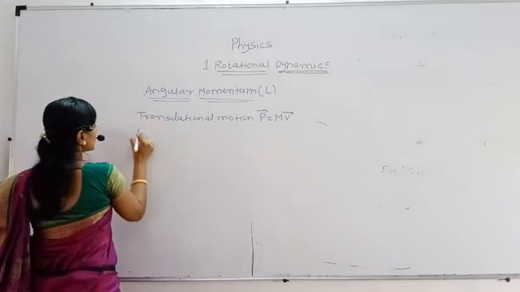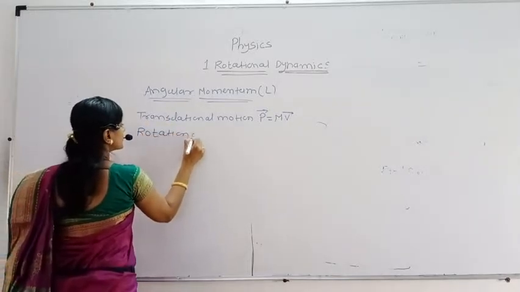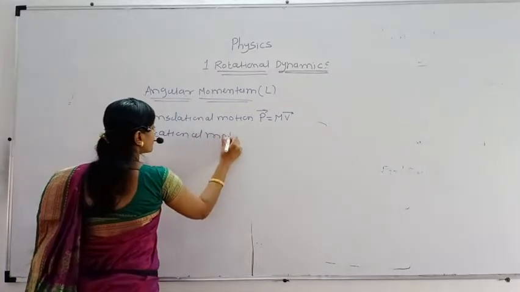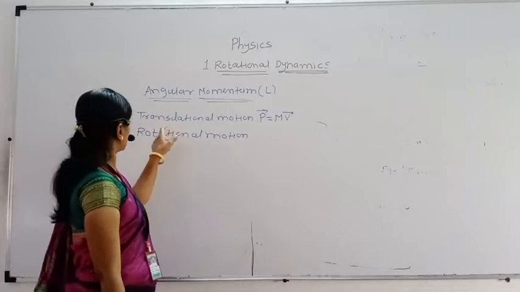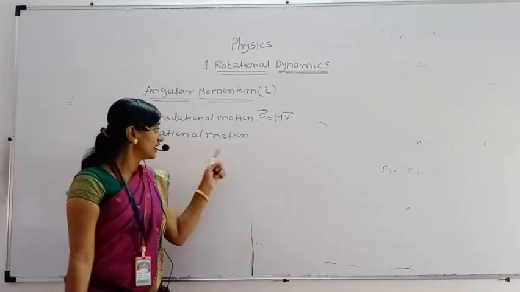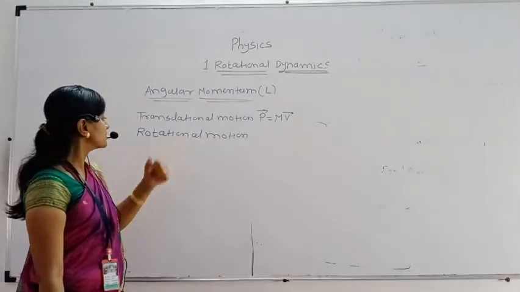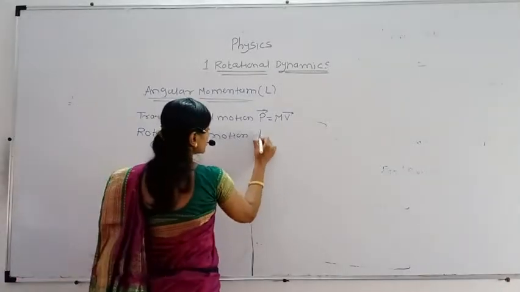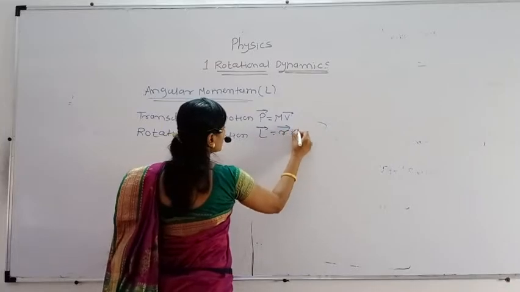In rotational motion, we know linear momentum is present in translational motion, and it has an analogous quantity. It is angular momentum. It is present in rotational motion. It is denoted by L. L is equal to R into P.